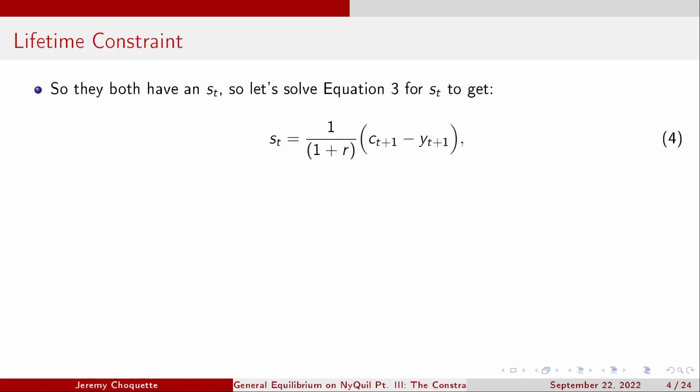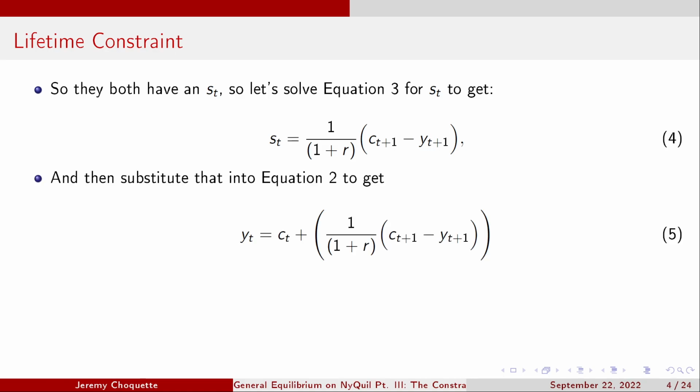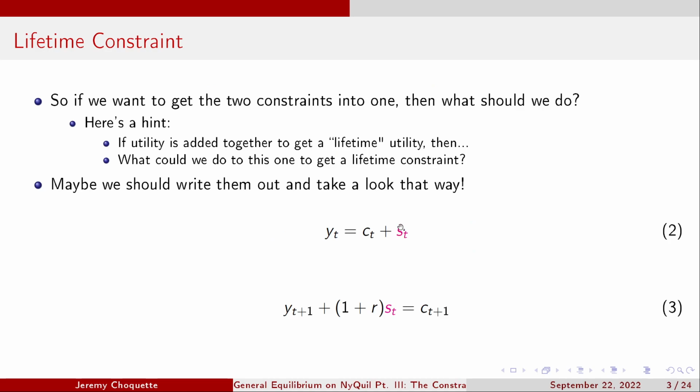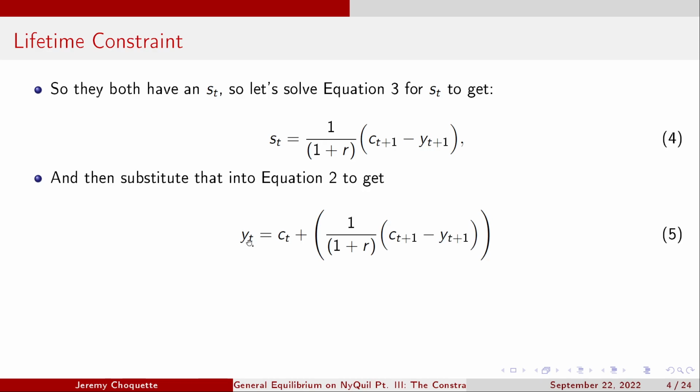So let's solve equation 3 for s. This is what you get: 1 over 1 plus the interest rate times consumption minus income. And we're going to substitute that into equation 2 to get this right here, where everything in the parentheses is s t. So if you look over here, y equals c plus s. This stuff right here is what got plugged in here to give me equation 5.